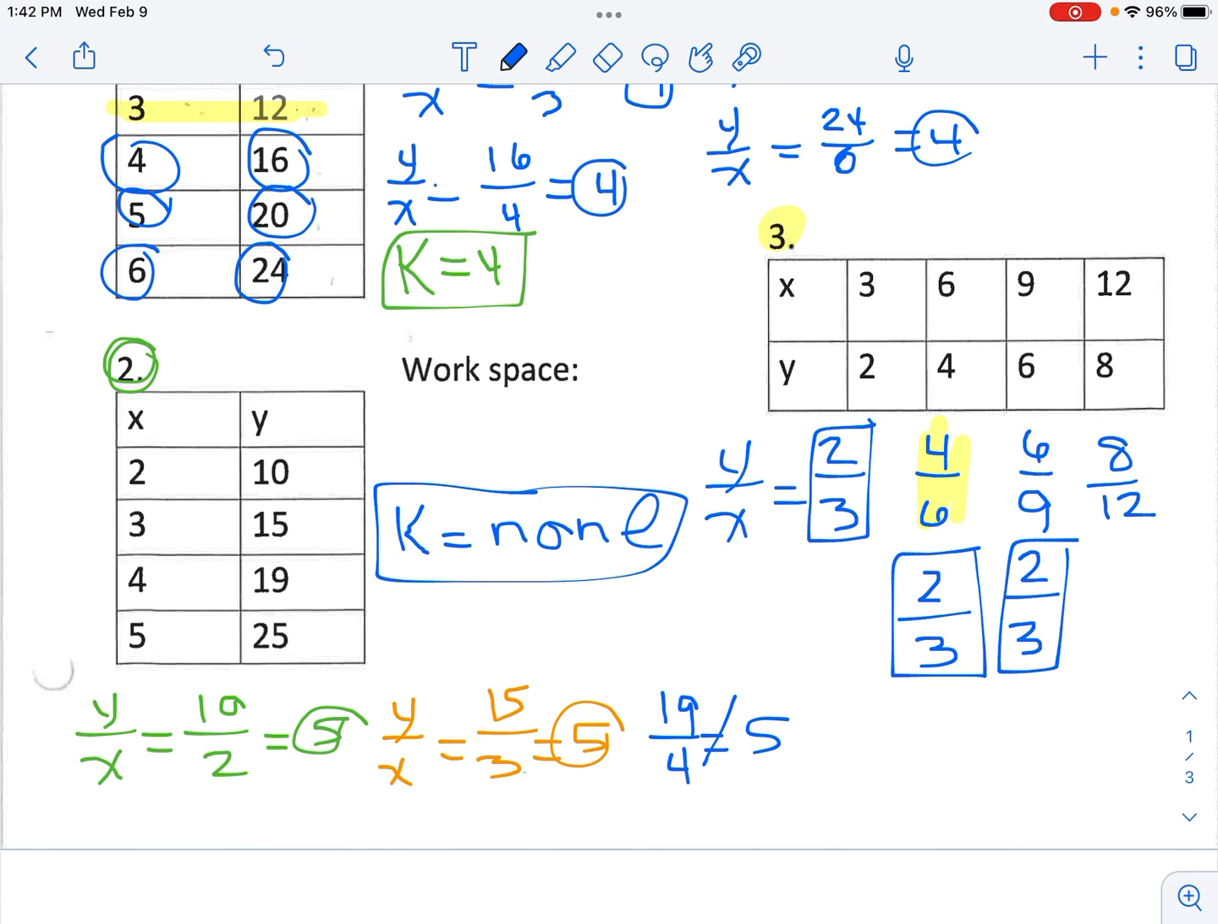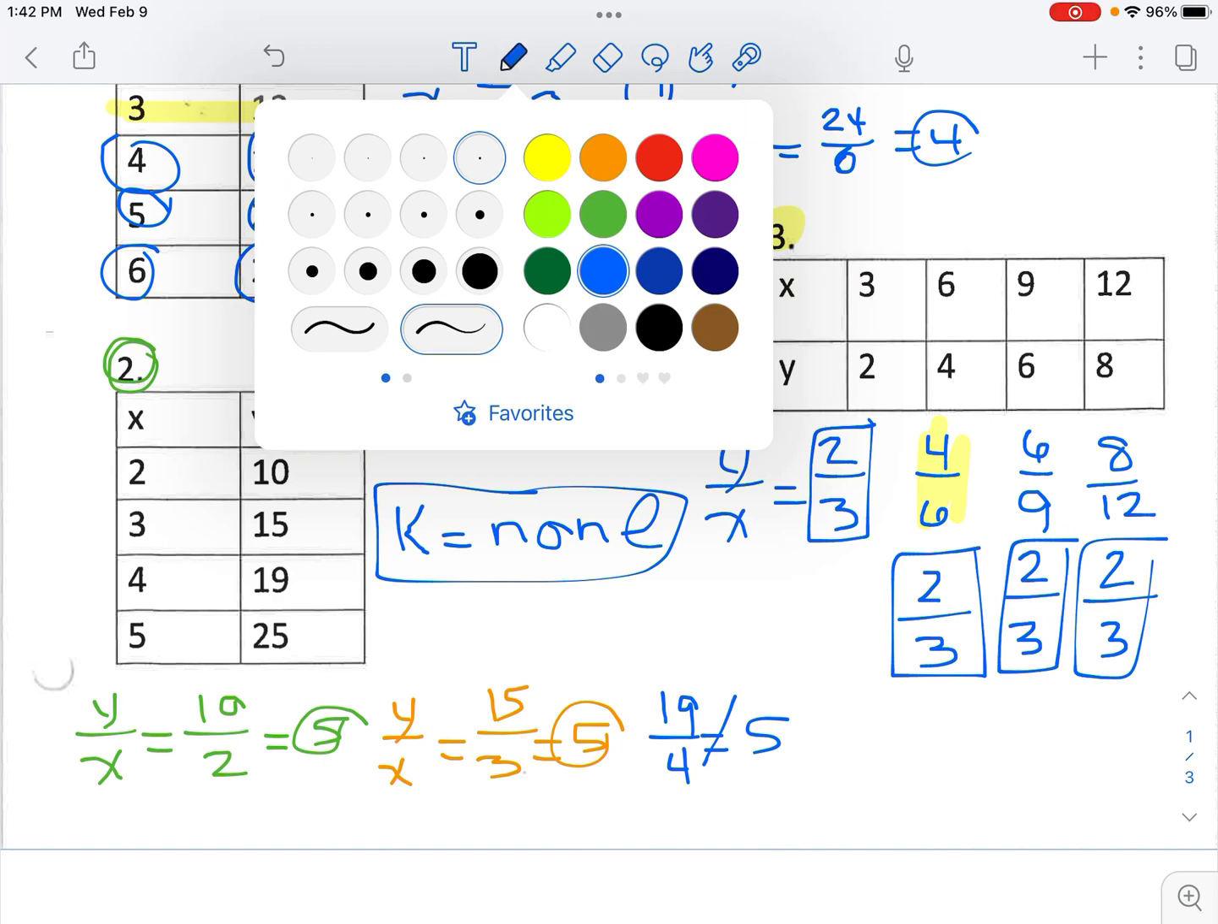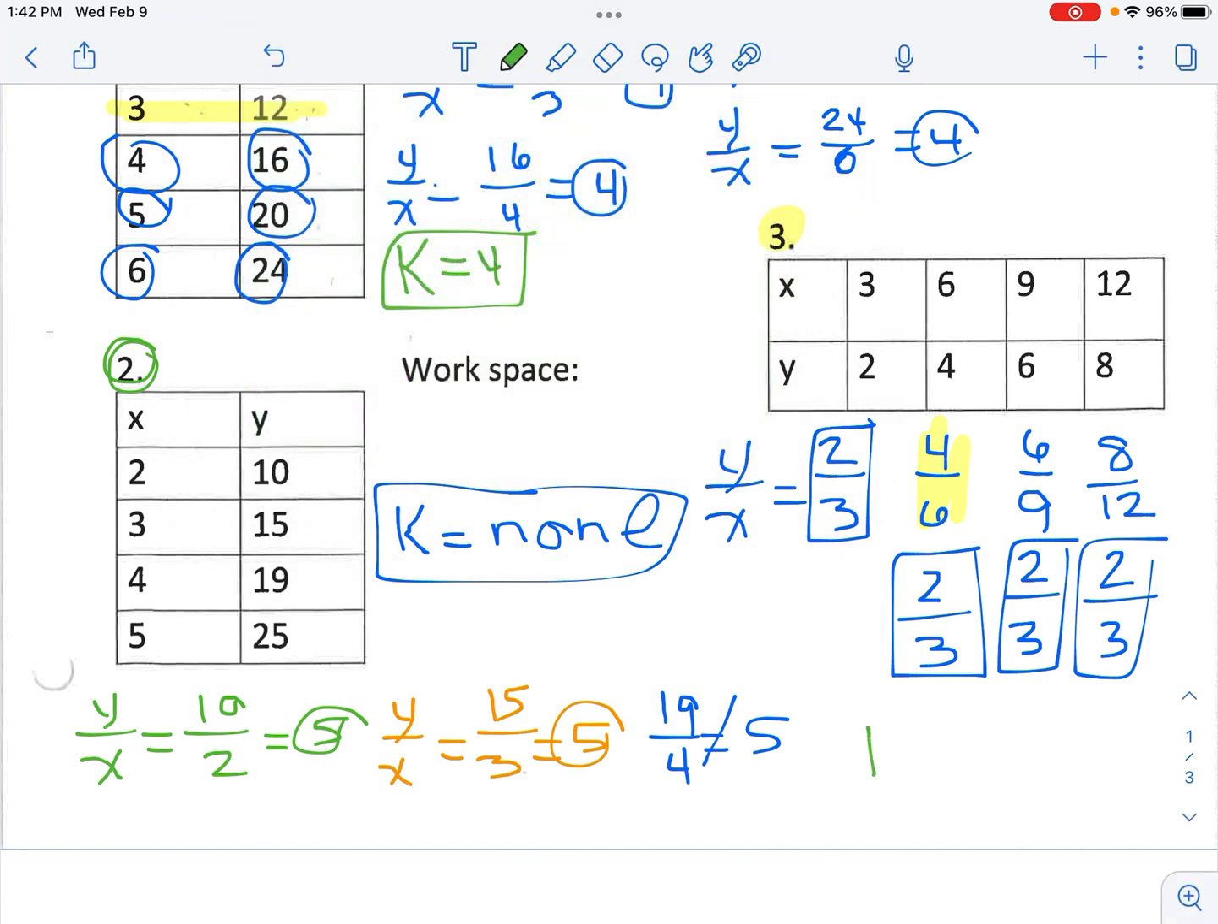And if I look at 8 to 12, if I divide 8 by 4, I get 2. And I divide 12 by 4, I get 3. So that answer would be K equals 2 to 3. Your constant of proportionality equals 2 to 3.